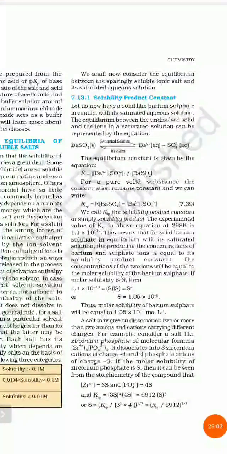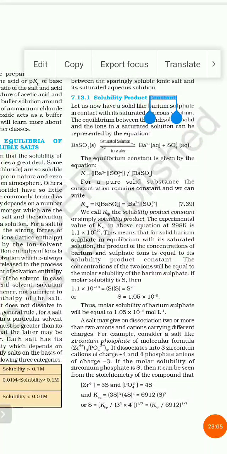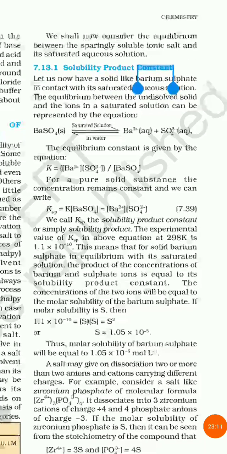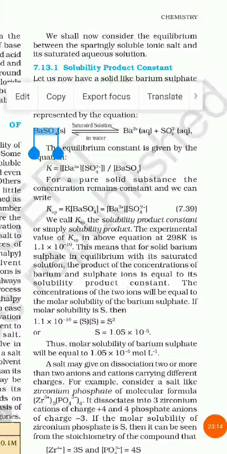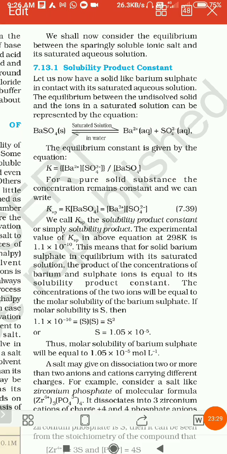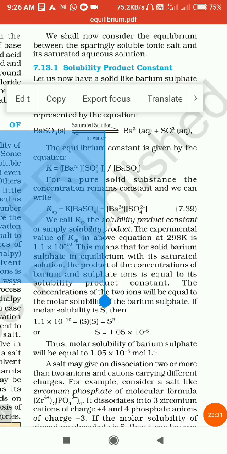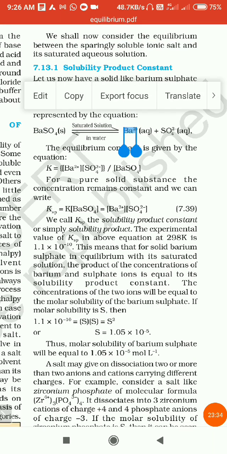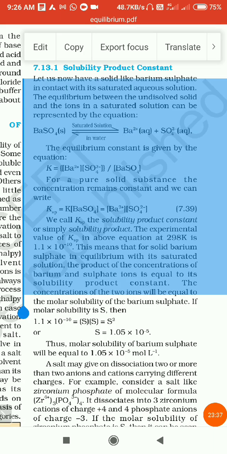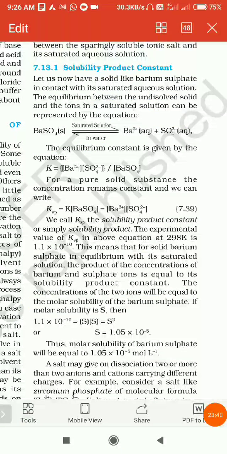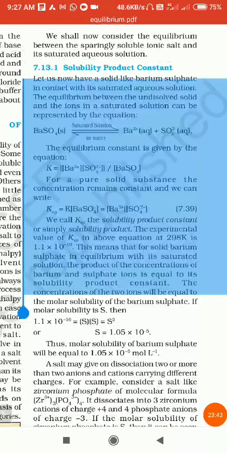Next, the solubility product constant. Let's see how we express it. For example, take solid barium sulfate. The solid barium sulfate dissolves in a little water, forming barium Ba2+ ions and sulfate SO4 2- ions.